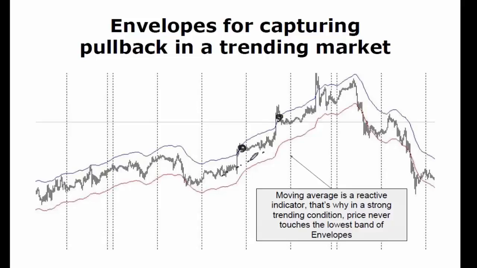Moving average is a lagging indicator, and it can't adapt very quickly. That's why the lowest band of the envelopes is never going to be touched here. So we have a gap between the lower band of the envelopes and the current market activity, the current price action, all the time.